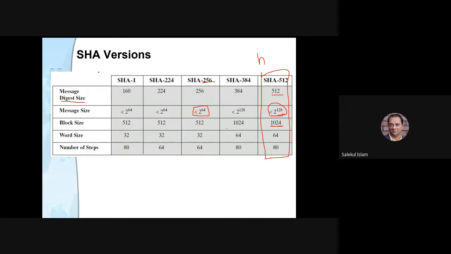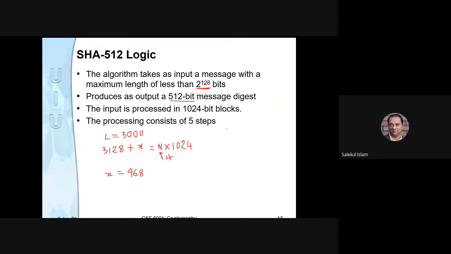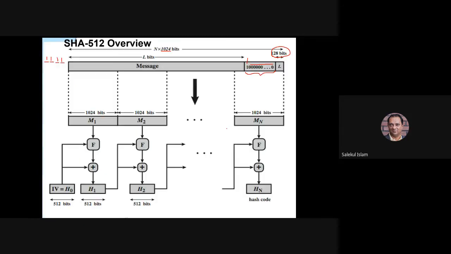And what is the minimum? There is no minimum. If you want, you can even send a single bit. Definitely that will not be a good idea. They have said that the longer the message is, the better it performs. You should not send a very small message, because then the problem will be that you have a smaller number of M. Here, when the message length is n times 1024, there is M1, then M2, up to Mn.